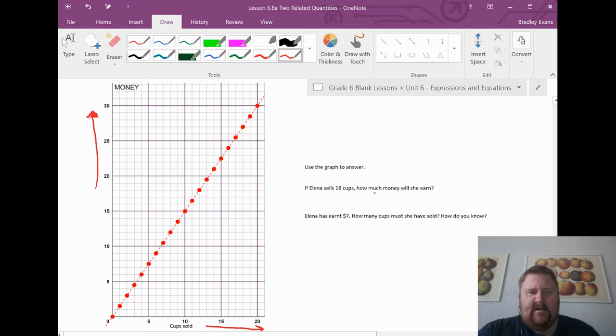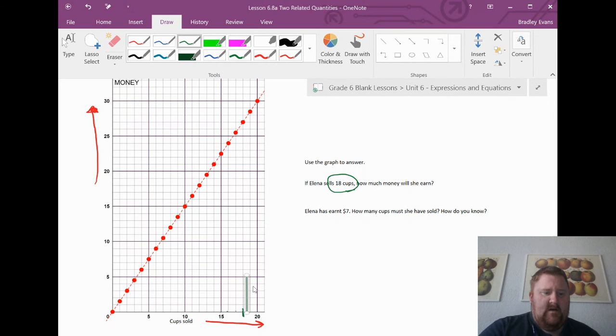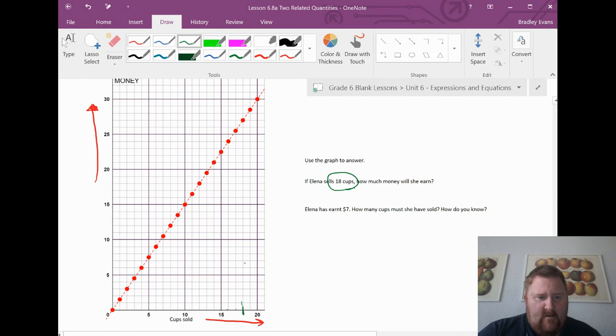So if Elena sells 18 cups, how much money will she earn? So 18 cups is what I need to know. I'm going to come along here. Here's 15, 16, 17. 18 is right here. So I'm going to take a ruler and I'm going to draw a straight line, as straight as I can, along that line to this point here. That's how much money she's made for selling 18 cups. Let's go across then to figure out how much money she makes. It's there, that's $27.